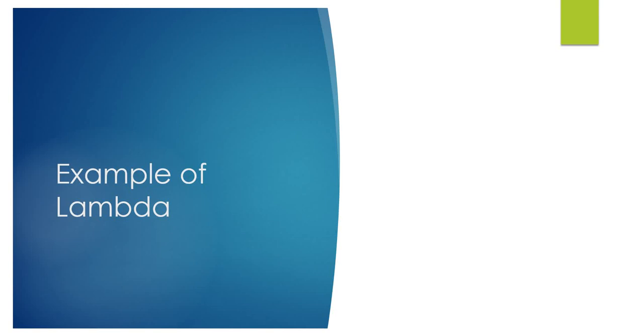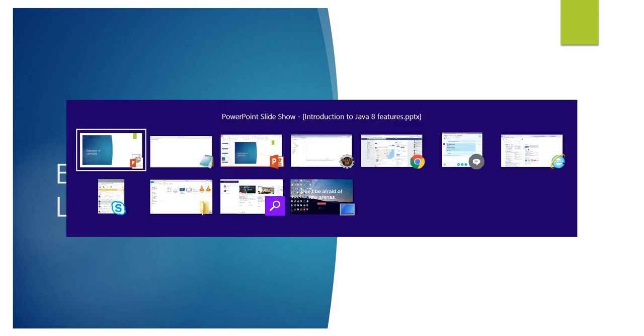Hello everyone. So till now we have seen the difference between functional programming language and object oriented programming language. Now we will have a look at the first concept of Java 8, which is Lambda expression. So let's see the syntax of Lambda expression. What exactly is the syntax of Lambda expression?